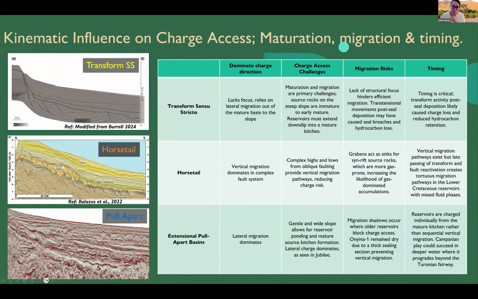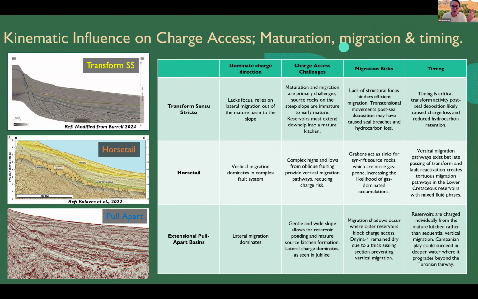In terms of charge access, this includes maturation, migration, and the timing of charge. This is a massive topic, probably could warrant a webinar all on its own. So I'm going to focus very much on the key high-level takeaways from this.